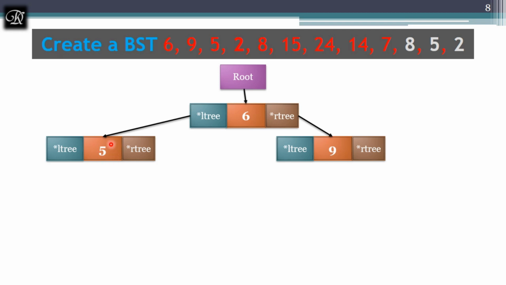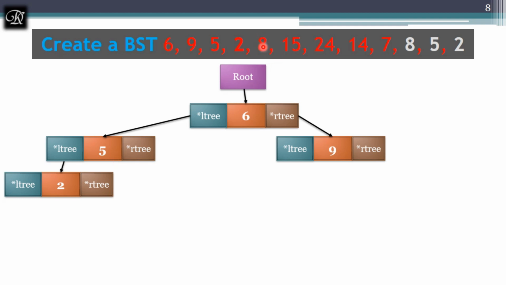I should compare again with this 5, whether 2 is smaller than 5 or greater. 2 is smaller than 5, so make it the left node of the 5 and connect it with the left link of the 5. Next, take up the next number.